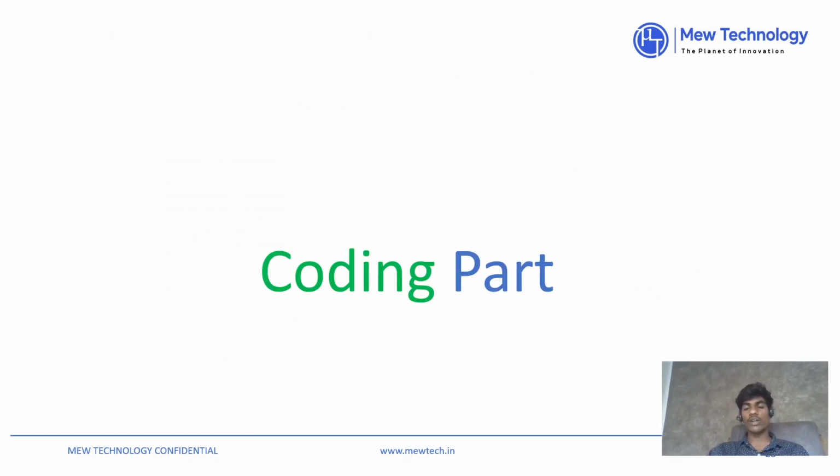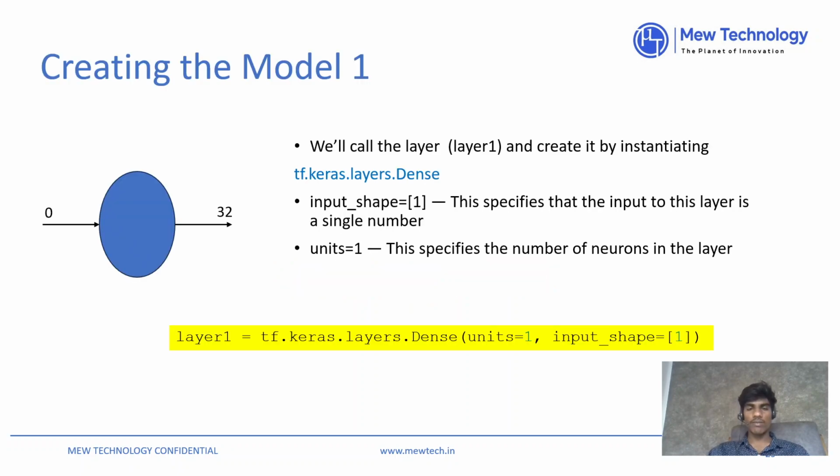Okay, now we talk about the coding part. First, as I already told, we are creating one model. The first model has only one layer and one neuron. How do I create this model? I use layer 1 is equal to tf.keras.layers.Dense. Inside I pass two parameters: units equal to 1, input shape equal to 1. This is my code.